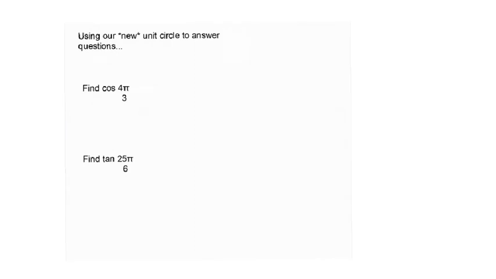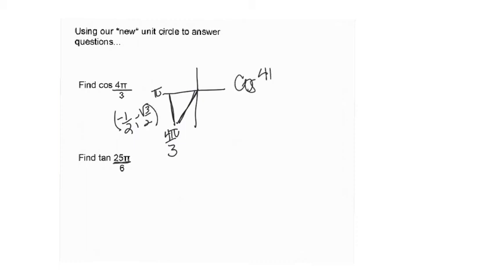So this says using our new unit circle to answer. I'll draw my line here that didn't show up. So 4 pi over 3. If I'm looking at this, 4 pi over 3 is past pi, because 4/3 is bigger than 1. And then I would have to go like 2/6. So I'd be right here, 4 pi over 3. And my coordinate at 4 pi over 3 would be negative 1/2, negative square root of 3 over 2. So to find cosine of 4 pi over 3 using my unit circle, I would have negative 1/2.